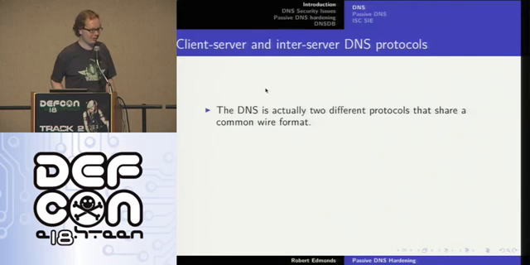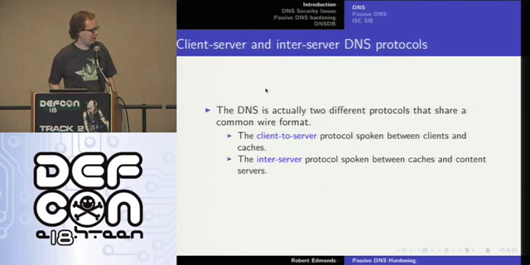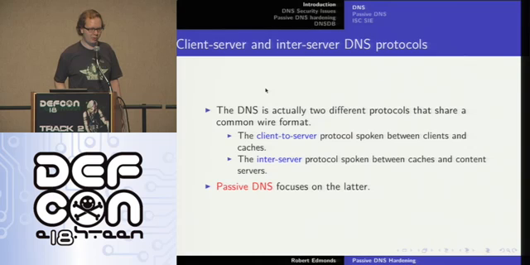So the DNS is commonly considered to be port 53, but it's terrifically complicated. There are two protocols: the client server protocol and the inter-server protocol, spoken between caches and content name servers. Passive DNS focuses on the latter because we don't want to see client queries or give the impression that we are spying on people. In fact, what we want to do is gather intelligence about the domain name system, rather than clients that are requesting that information.